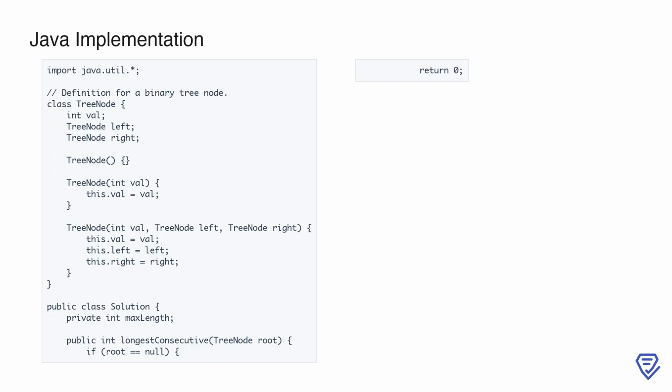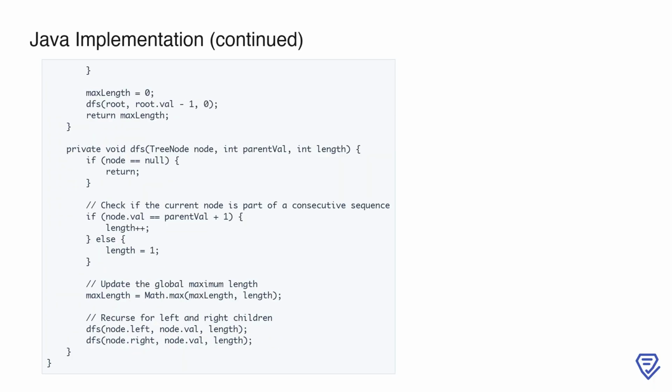The main method, longestConsecutive, takes the root of the binary tree as input. If the root is null, we immediately return 0, since an empty tree has no consecutive sequence. Now, if the root is not null, we initialize maxLength to 0 and call a helper method named DFS, short for depth-first search, passing the root node, a placeholder value of root.val - 1, and an initial sequence length of 0. This DFS function is designed to explore the tree recursively.